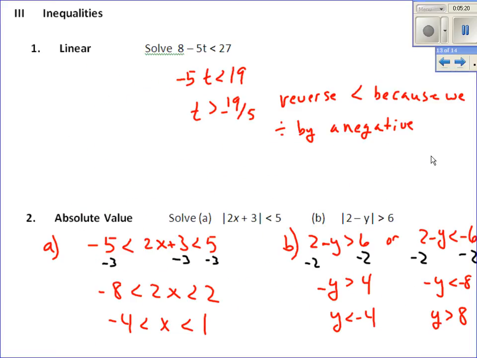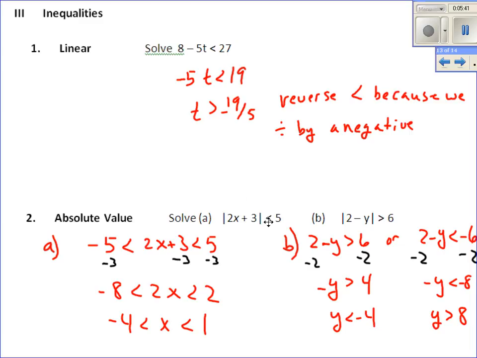And then inequalities. It's been a long time since we talked about inequalities. The linear inequalities are not too difficult to solve. Essentially isolate the variable, but watch out. If it's necessary to divide both sides by a negative number in solving it, we have to reverse the sign here, the inequality. Only if we divide by a negative. If we're dividing by a positive 5, we would not need to do that.